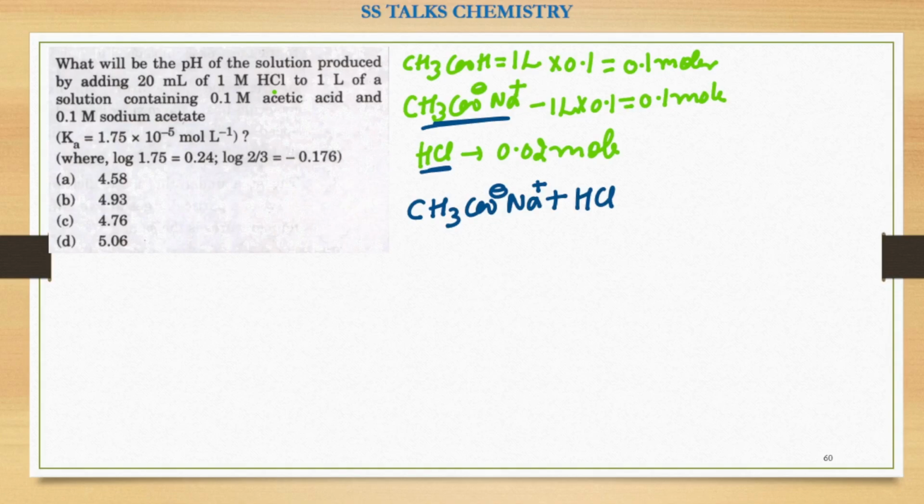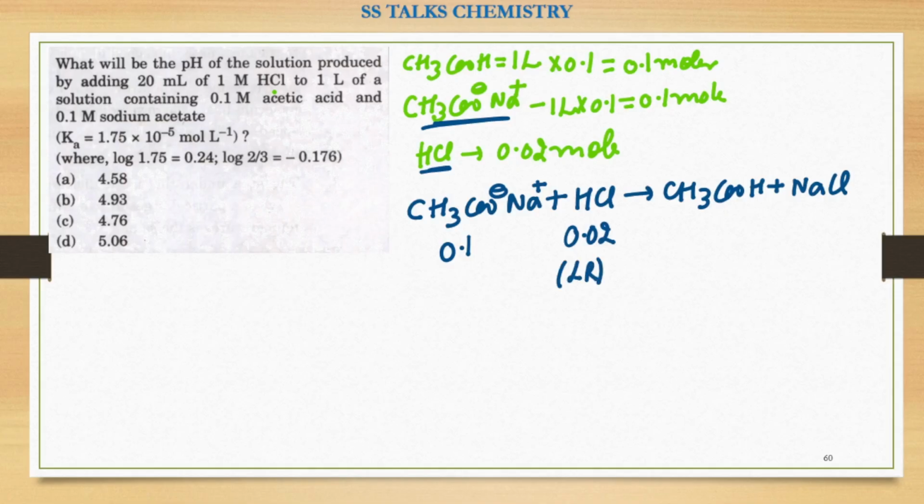Okay. So this HCl can react with your sodium acetate, which is going to give you the formation of acetic acid, and along with that NaCl will be formed. How much of this will be formed? You are having the HCl as 0.02 moles, and sodium acetate was 0.1 mole. So this is your limiting reagent. Based upon that, the acetic acid amount formed is 0.02 over here, right?